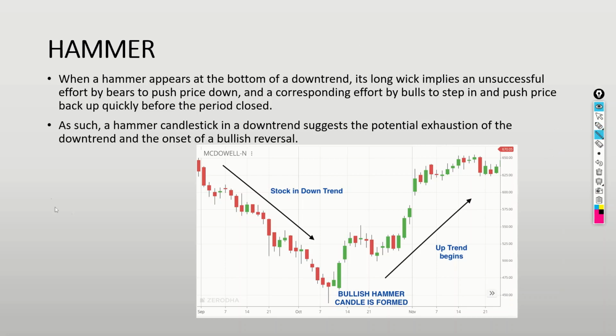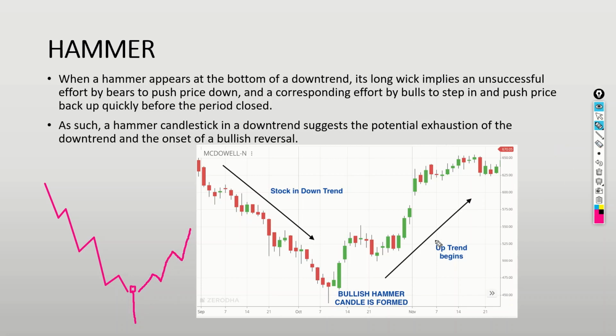So we are saying that when you see the price is in a clear downtrend, and then at the tip of the downtrend, right there, forms what we call a hammer, it shows that the pressure which has been pushing the price further down has reduced. Then we expect a new trend to happen, and that is an uptrend.